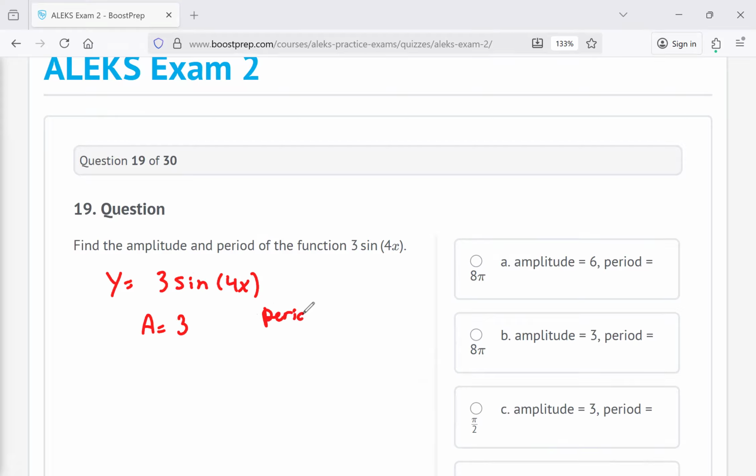And then my period for a sine or a cosine graph is 2 pi over b. My b value is the number in front of the x. That's what it's always going to be. So our b value in this case is 4, so 2 pi over 4 reduces to pi over 2. So my period is pi over 2, and my amplitude is 3. Yeah, it looks like C.